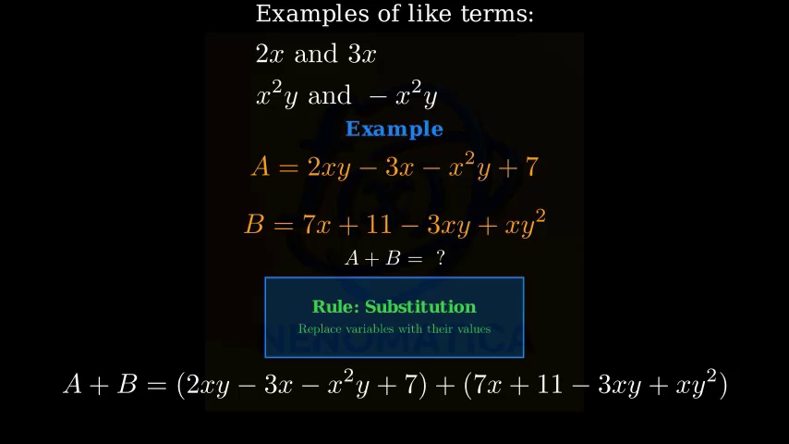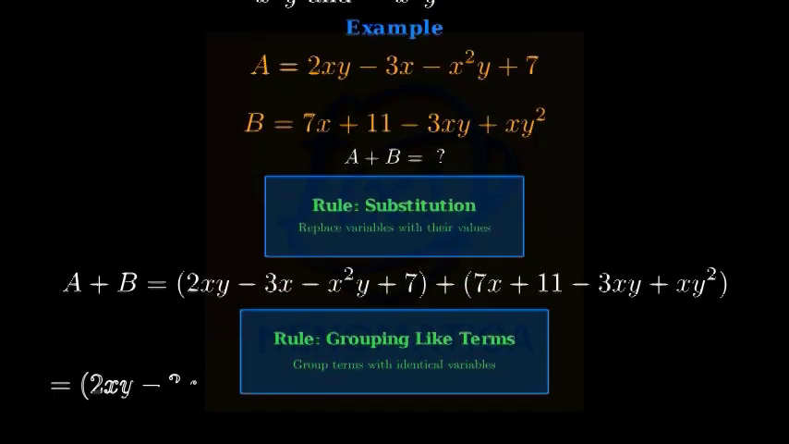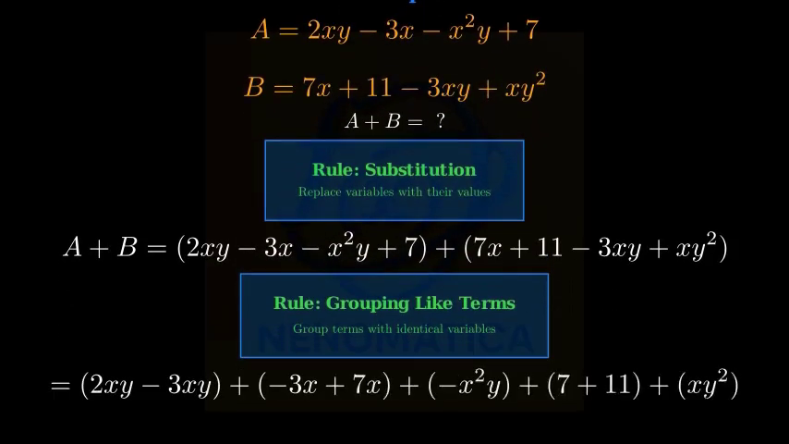Now, we'll group like terms to make our addition easier. We can rewrite this as 2xy minus 3xy, which are like terms involving xy. Then negative 3x plus 7x, which are like terms involving x. Next, negative x squared y, which doesn't have like terms with other expressions. Then 7 plus 11 for our constants. Finally, xy squared, which also doesn't have like terms with other expressions.